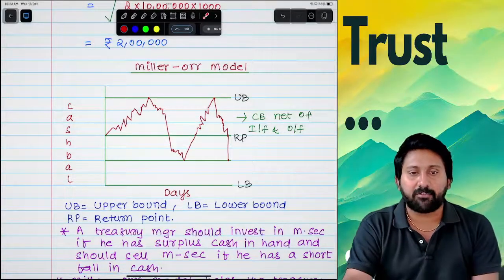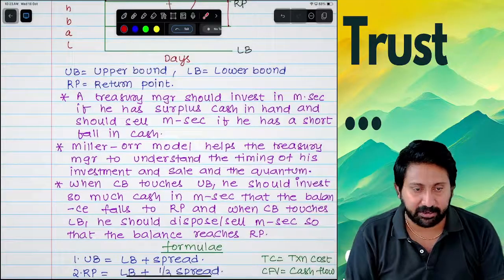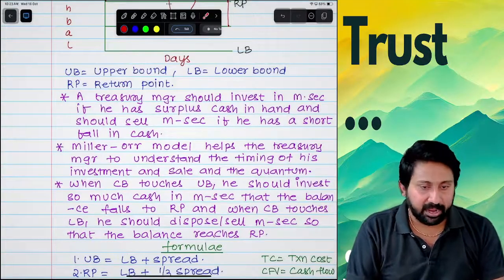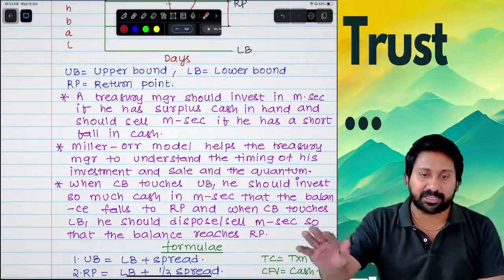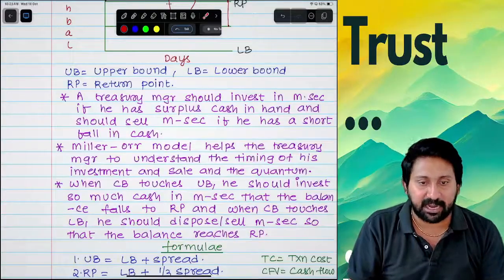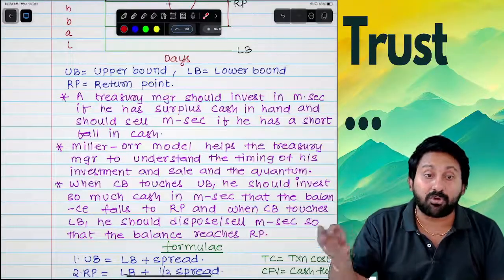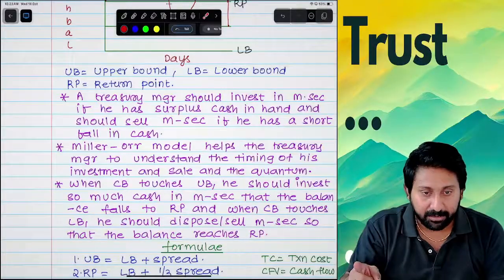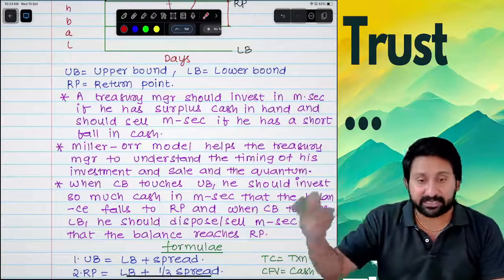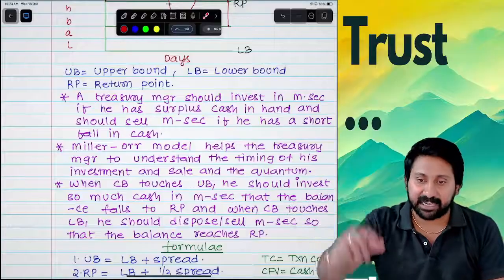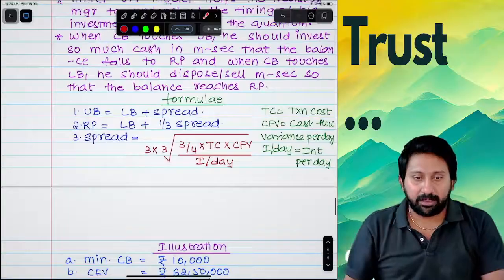Okay, this is what he wanted to tell. A treasury manager should invest in marketable securities if he has surplus cash in hand and should sell if he has a shortfall in cash. The Miller-Orr model helps the treasury manager understand the timing of his investment and sale, and the quantum. When the cash balance touches the upper boundary, he should invest so much cash in marketable securities that the balance falls to RP. And when the cash balance touches LB, he should sell marketable securities so that the cash balance is again at the return point. For that, he has made one formula.